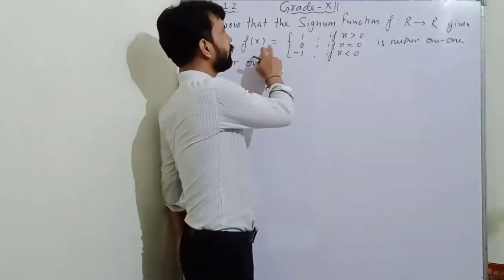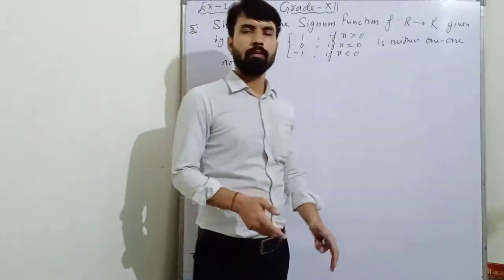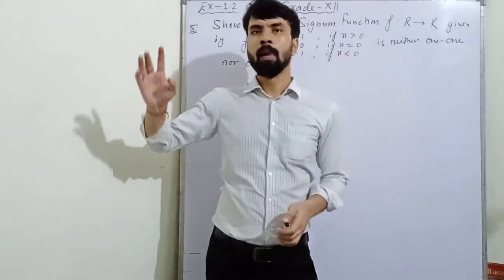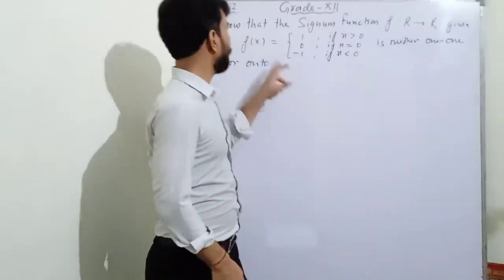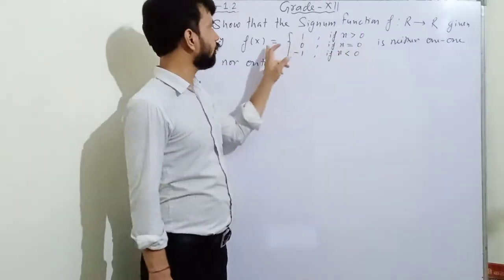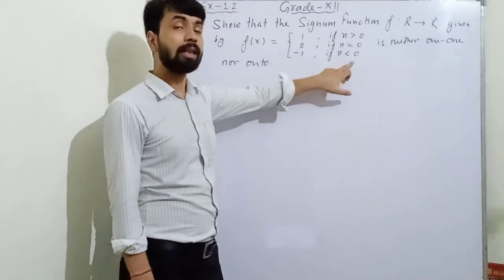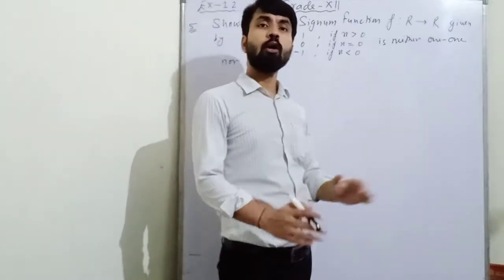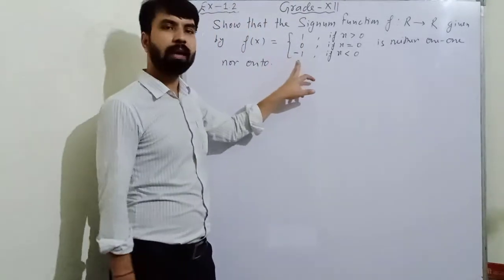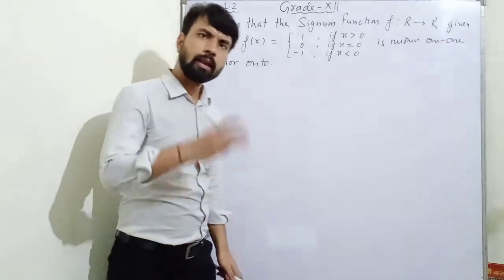The value of this function will be 1 when x is greater than 0. For all x greater than 0, whether it is x equal to 1, x equal to 2, x equal to 3, x equal to 4, x equal to 100, for all these values, the value of this function will be 1. Or when x equal to 0, then the value of this function will be 0 only. Or for all x smaller than 0, that is for all negative real numbers, the value of this function is minus 1. Clear? So the signum function always has 3 values.